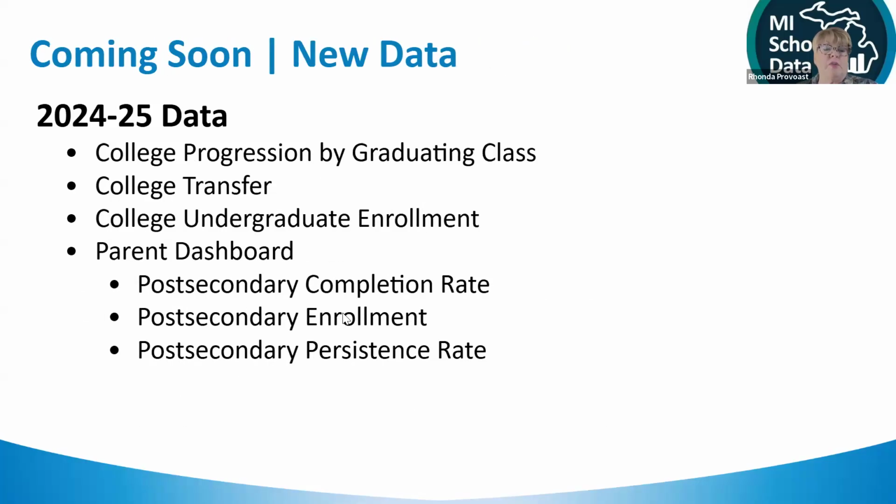And coming soon, new data will be related to the 24-25 collection, college progression by graduating class, the college transfer, college undergraduate enrollment, and then some post-secondary reports under the parent dashboard: the completion rate, enrollment, and persistence rate. So those will be coming soon. I would expect those within a few weeks or so.